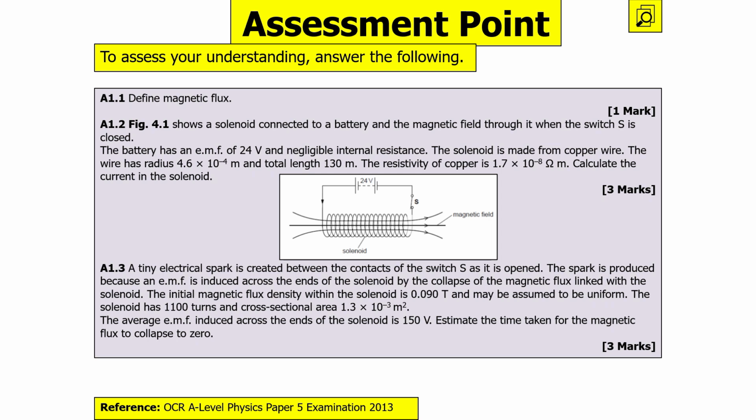The wire has a radius of 4.6 times 10 to the minus 4 meters and a total length of 130 meters. The resistivity of copper is 1.7 times 10 to the minus 8 ohm meters. Calculate the current in the solenoid.